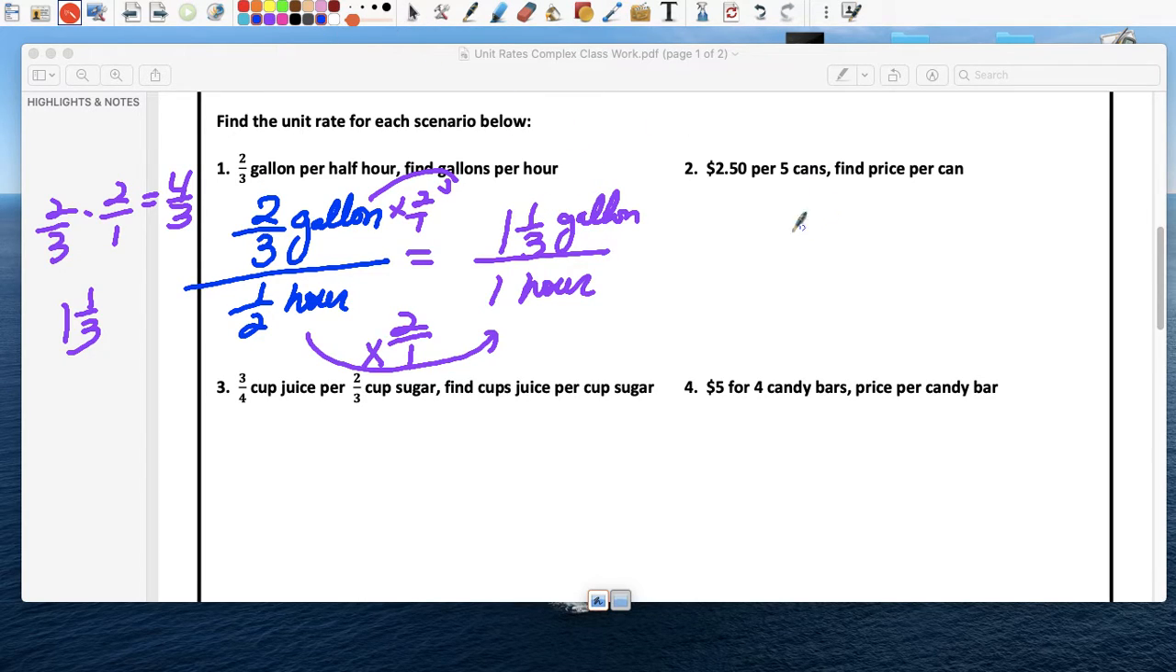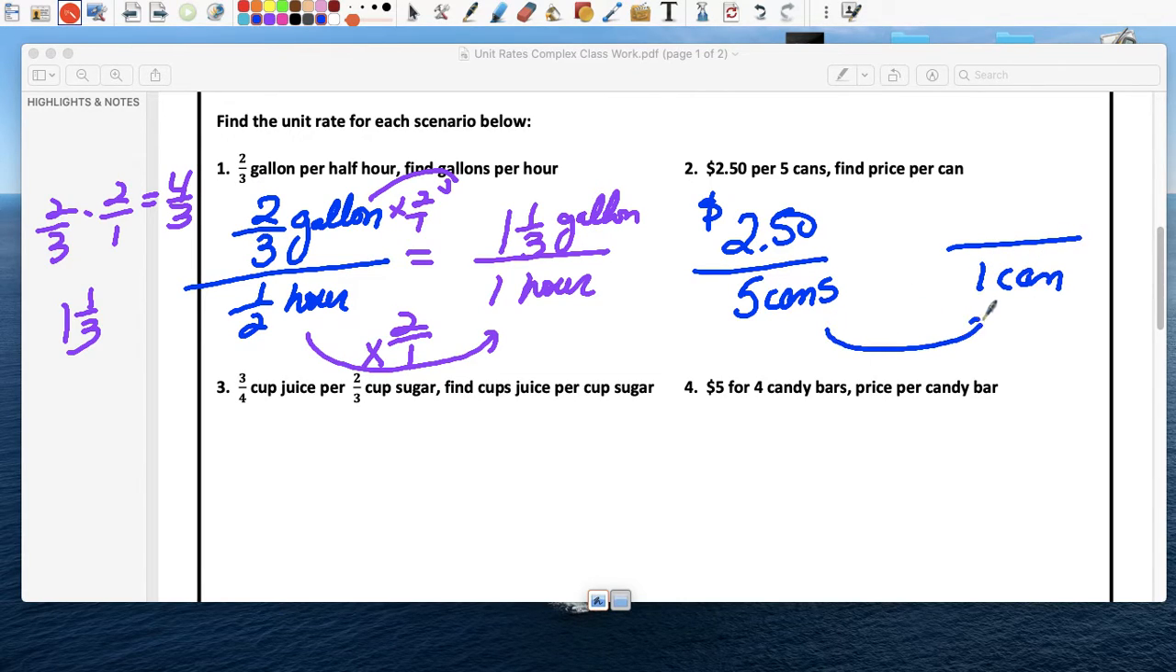Okay, so here, $2.50, compro 5 latas, 5 cans. I want to find the unit rate. ¿Cuánto me cuesta una lata? ¿Cómo que 5 transforma en 1? How does a 5 become 1? Divide by 5, right? This one is de ayer. Here, we divide by 5. So 250 divided by 5, cada lata me cuesta 50 centavos.